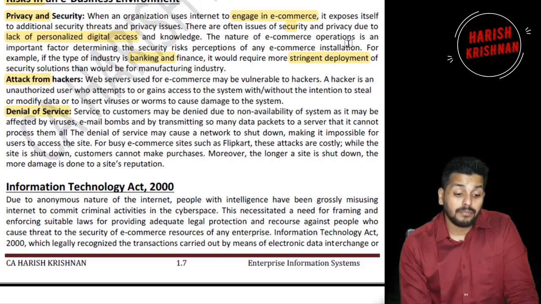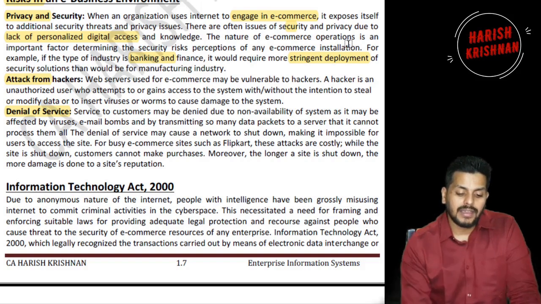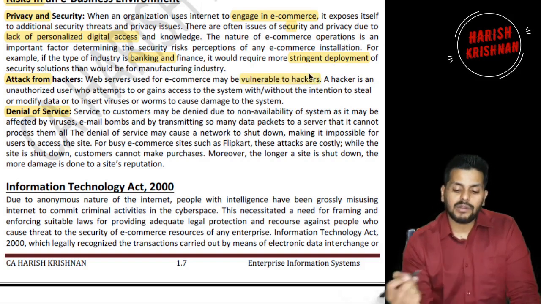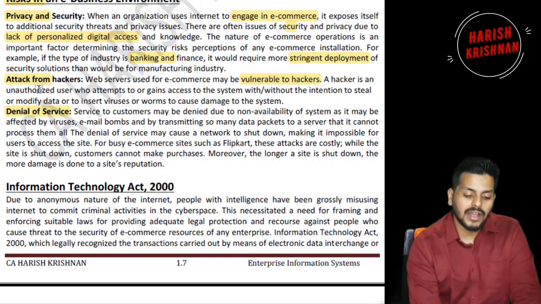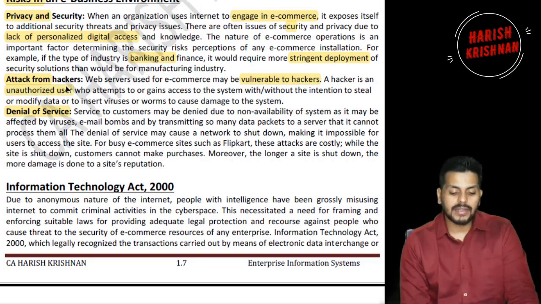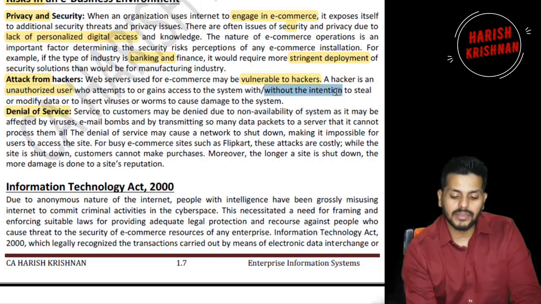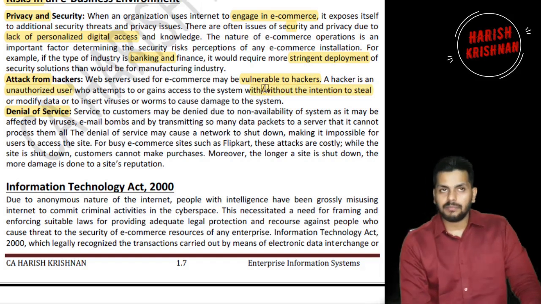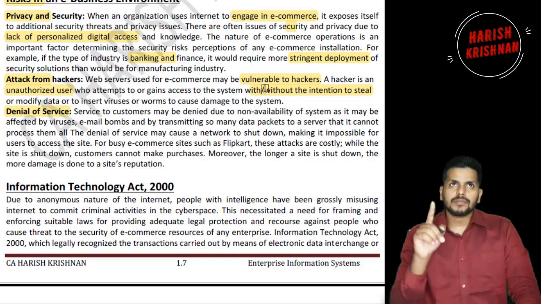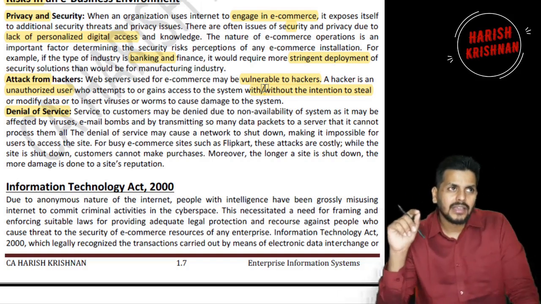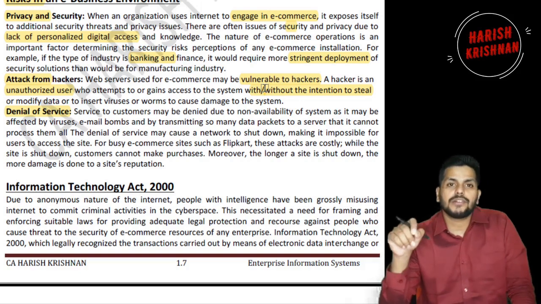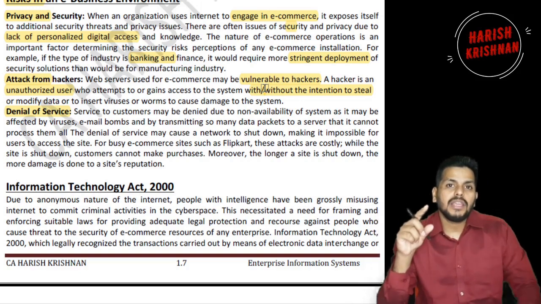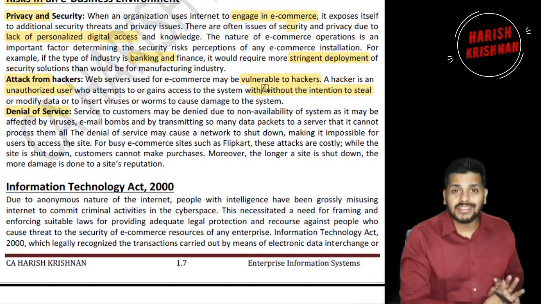Okay, and then the biggest point in risk is attack from hackers. Web servers are always vulnerable to hackers. Who is a hacker? A hacker is an unauthorized user who attempts to gain access with or without the intention to steal or modify. I want to clarify this to many people. Many people think a hacker is a person with malicious intent. No, there is a different terminology used there. It's called a cracker, somebody who cracks passwords and all that. But a hacker is somebody with an intent to gain unauthorized access.